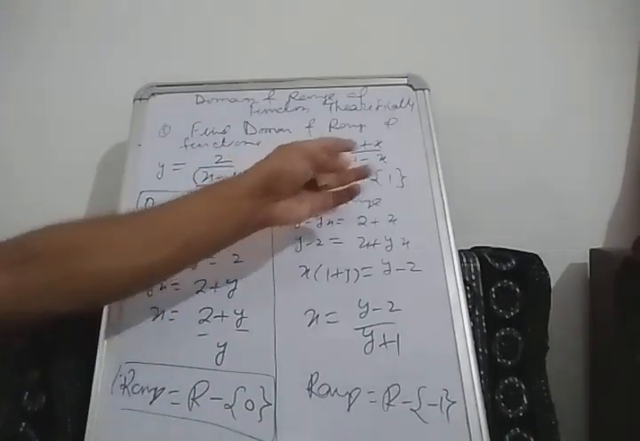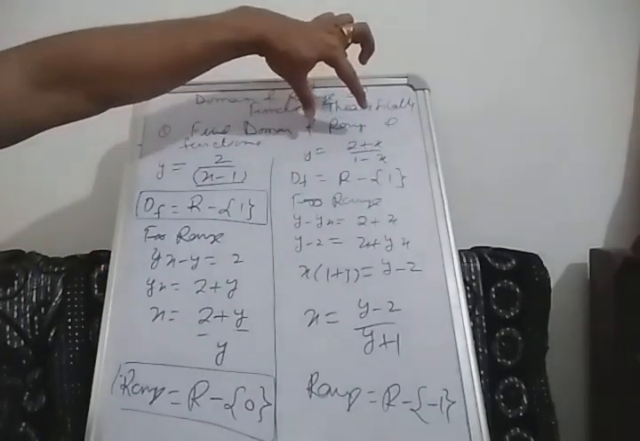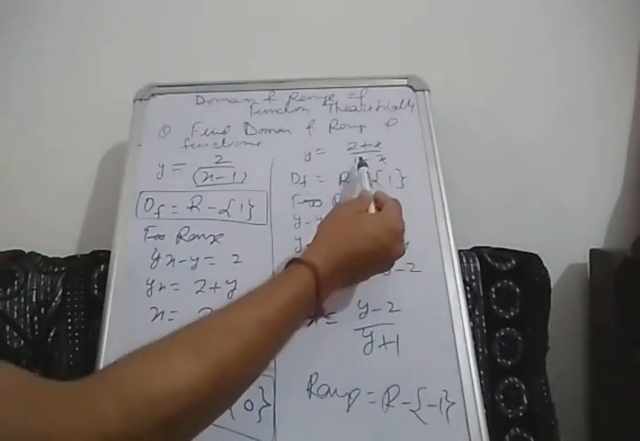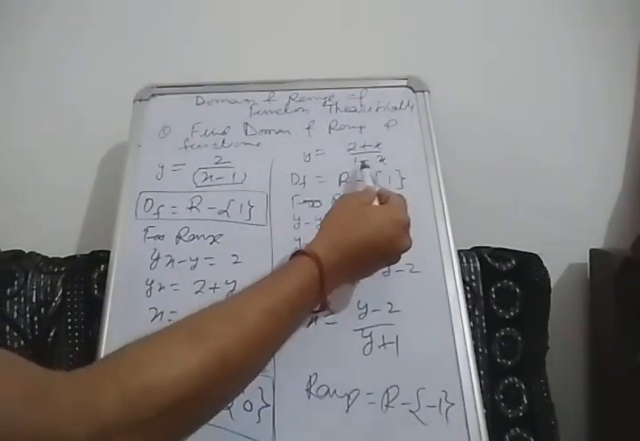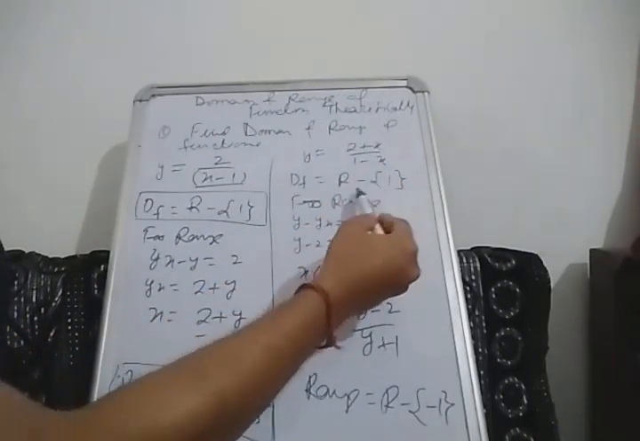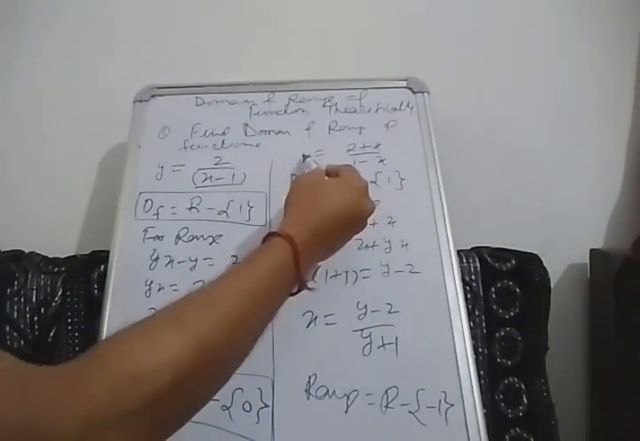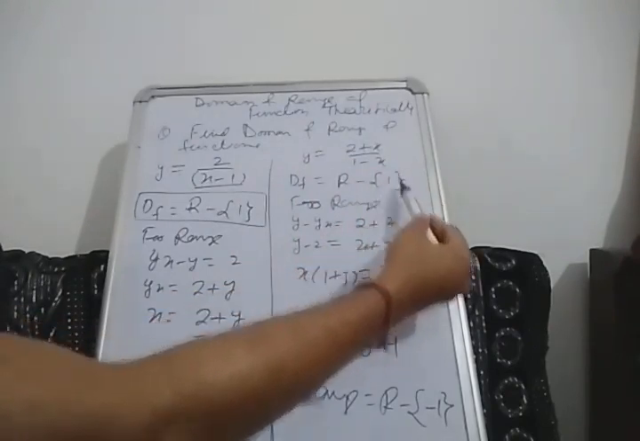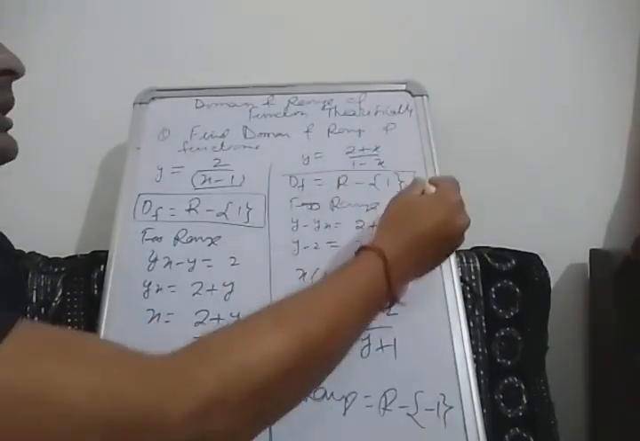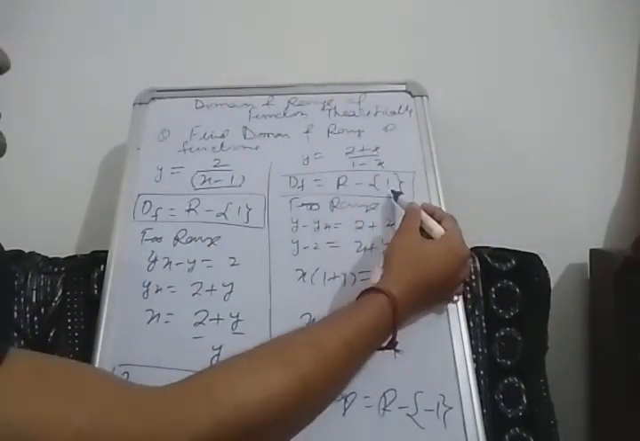Here again y is equal to this, so what should be the domain? You can easily say this is minus 1 minus x. So if you put x equal to 1 here, again it is not defined, y is not defined for the value x equal to 1. So domain means all the values of x except 1.